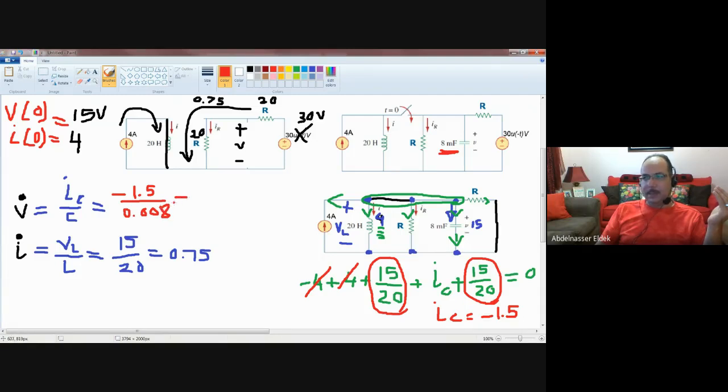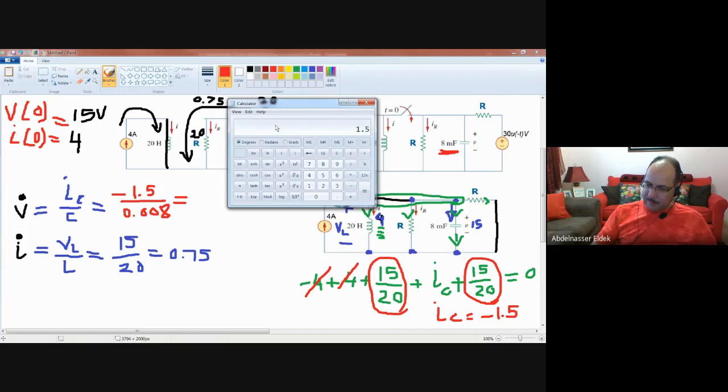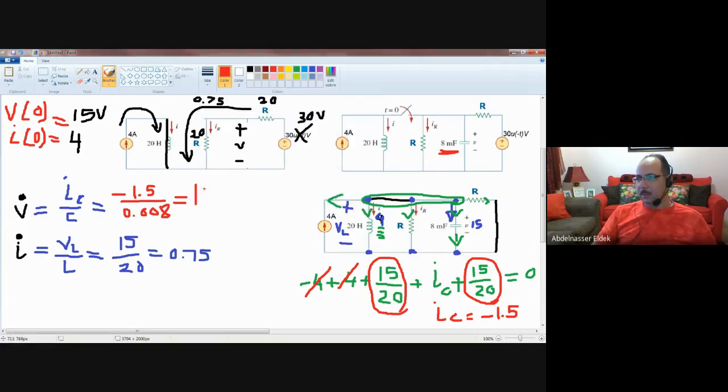Okay, so you calculate this value here. If you want to calculate it, it is negative 1.5 divided by 0.008 equal 187.5, and don't forget the negative sign. There's a negative sign. So this is V dot and I dot.